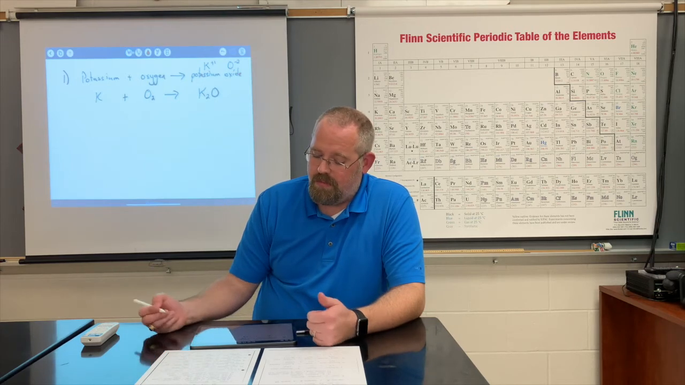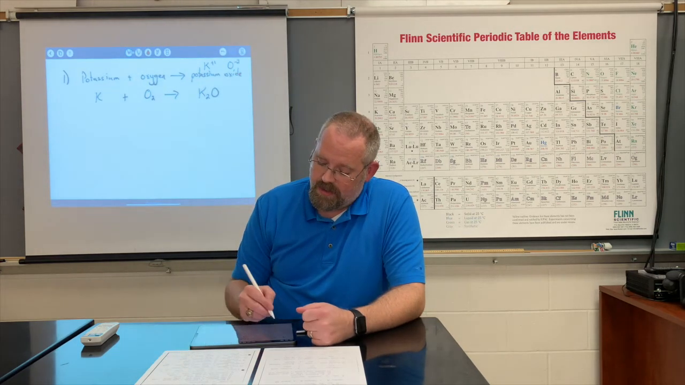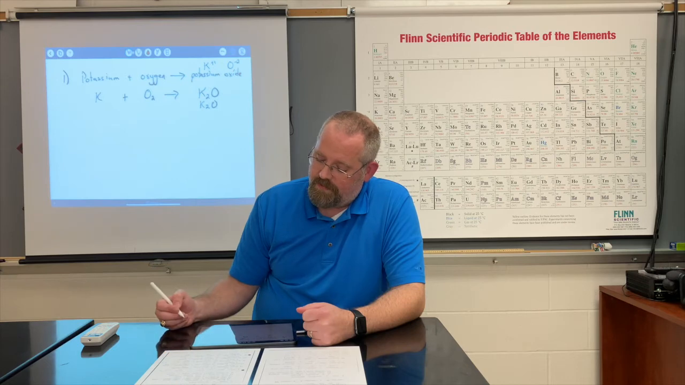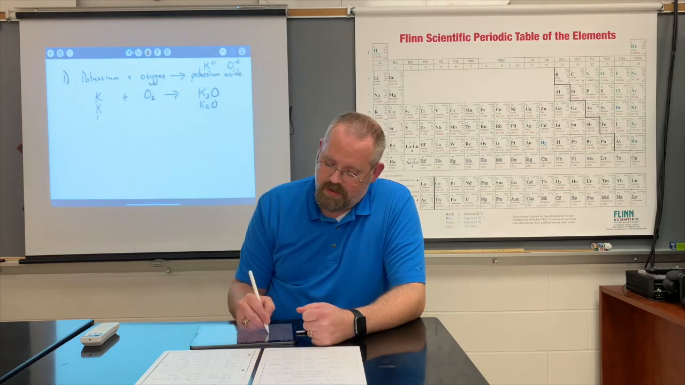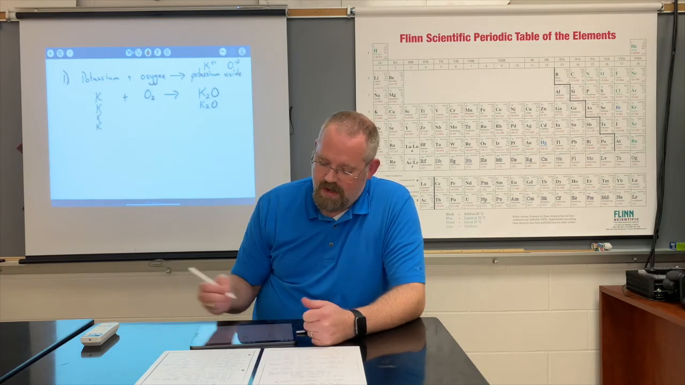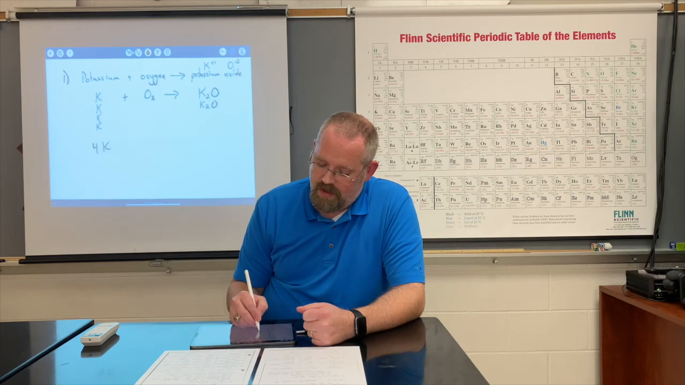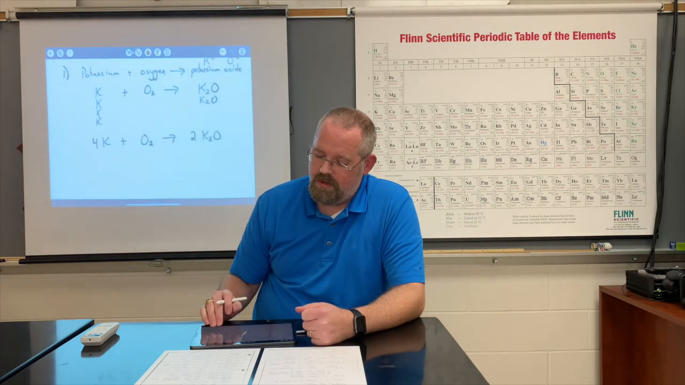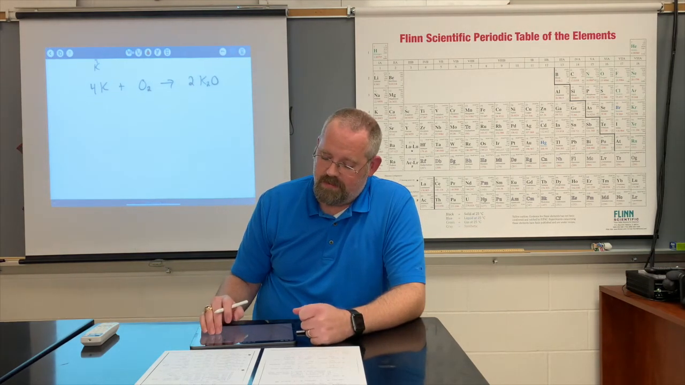And I'm going to balance this, which means I'm going to need another oxygen on this side, and that makes me have 4 Ks on the right, so I need 4 Ks on the left, and that should do it. So I have 4K plus O2 yields 2 K2O. All right, let's go to our second example.